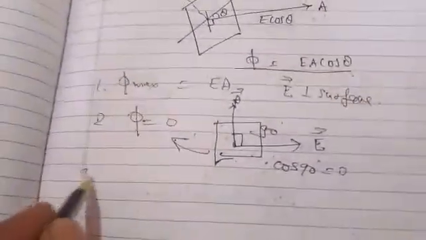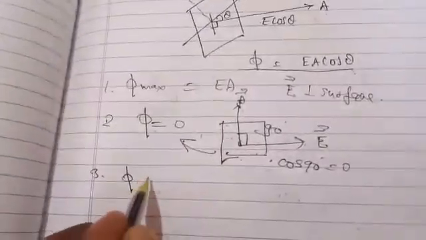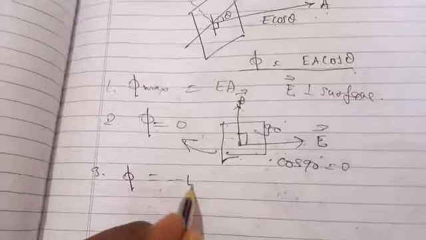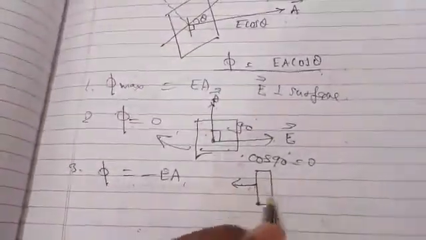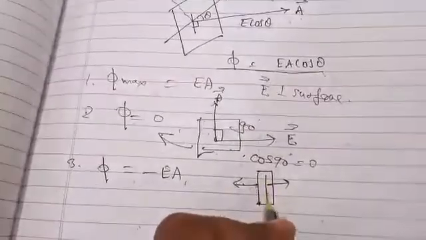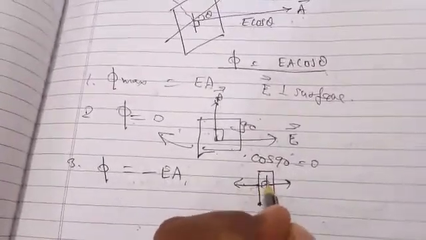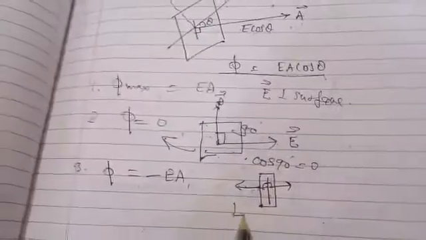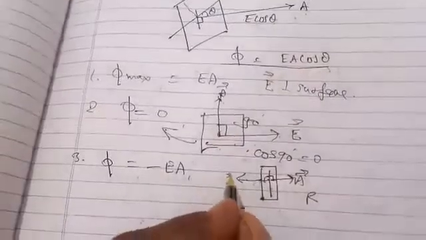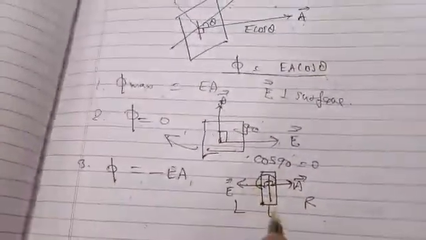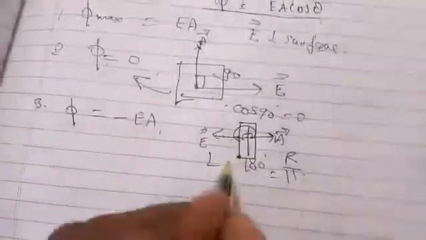The third and last situation is when the flux will be negative. Flux becomes negative sometimes and it is given by minus EA. When does it happen? When the surface is kept like this, and suppose they are both perpendicular, from left and right. This is the left side and this is the right side. If this is my area vector and the electric field is moving just opposite, the angle will become 180, or pi radian, both are the same.